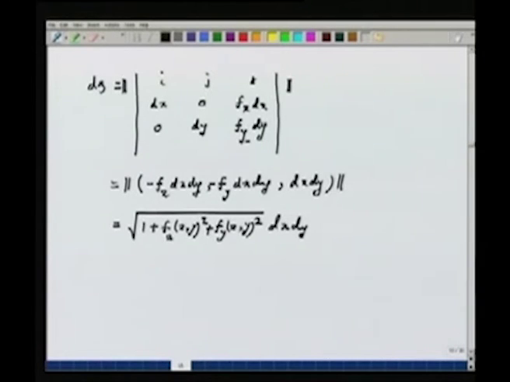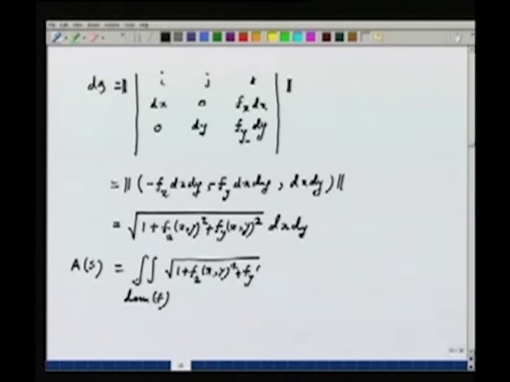Okay. And then the total area of the surface, if I call it AS, I am just going to sum up all these rectangles over the space of parameters, which is the domain of f. So, the double integral over the domain of f of the square root of 1 plus fx at (x,y) squared plus fy at (x,y) squared dx dy. Okay, this is the total area of the surface.